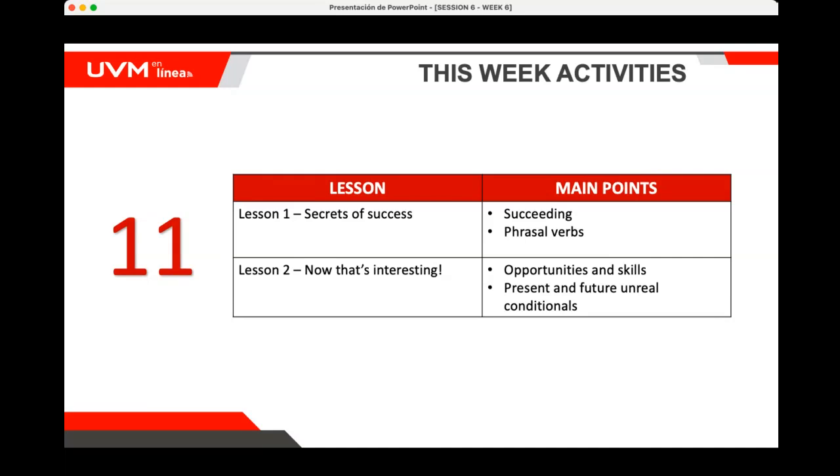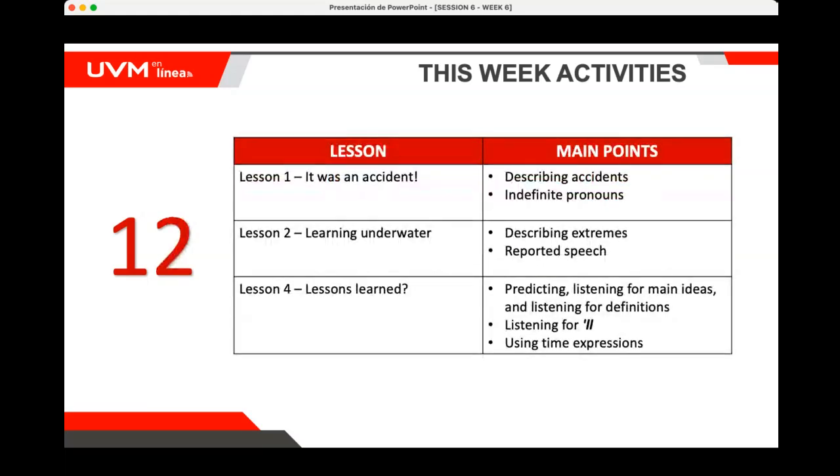So phrasal verbs and present and future and real conditionals are, I think, the most important topics of Unit 11. And then if we go to Unit 12, we have here three lessons: Lesson 1, Lesson 2, and Lesson 4. The first one is called It Was an Accident. The second one is called Learning Underwater. And the fourth one, which is in reality the third one, is Lessons Learned.